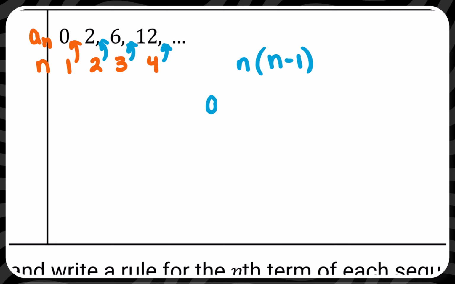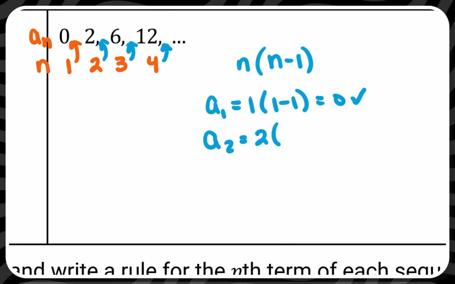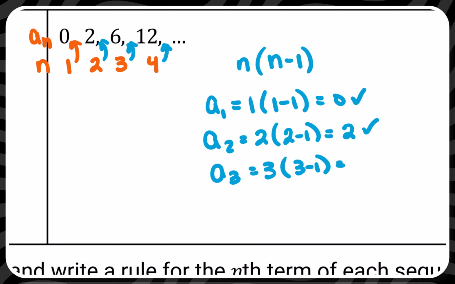Let's see if this works. Okay, so a sub 1 would be 1, 1 minus 1. So that'll be 1 times 0 is 0. So that worked. Second term, so that'll be 2, and then I'm going to multiply that. 2 minus 1 gives me 1, times 2 is 2. That worked. Let's try 3. Now, if the third one works, I think we've got it. 3 minus 1, so 3 times 2 equals 6.